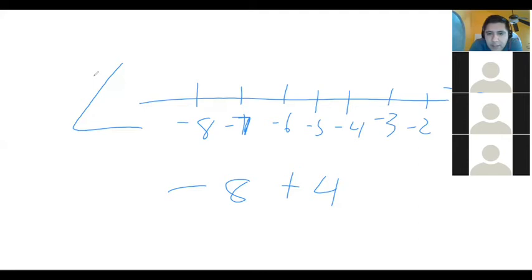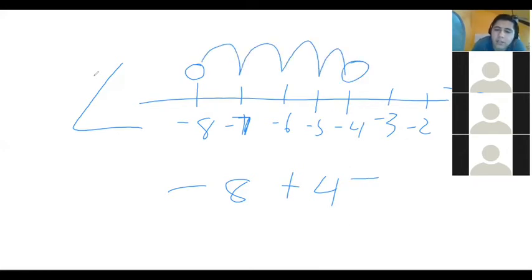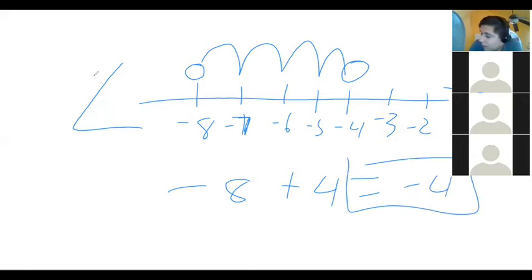So -8 plus 4. What that means is that we're going to start off at -8. And if we're adding 4, do we go towards the right or to the left? To the right, exactly. So that means -8, and we're going to add 4. So our final answer is -4.